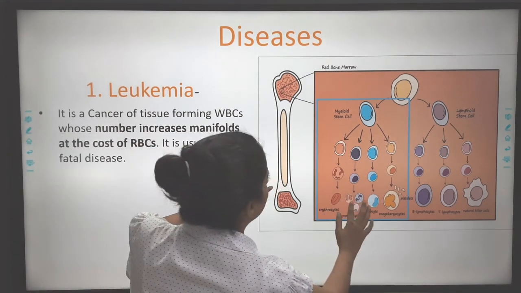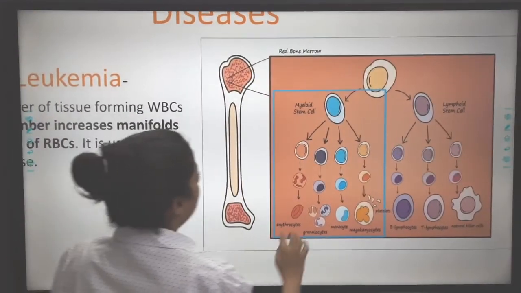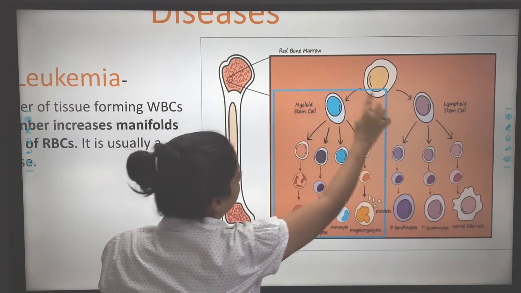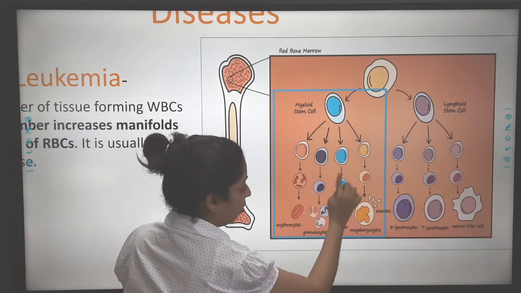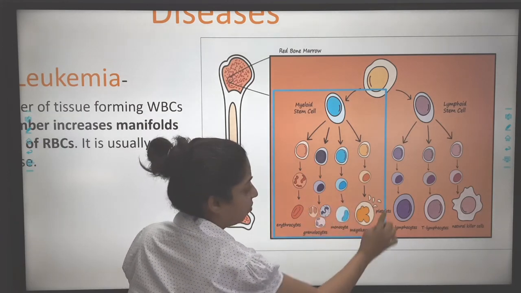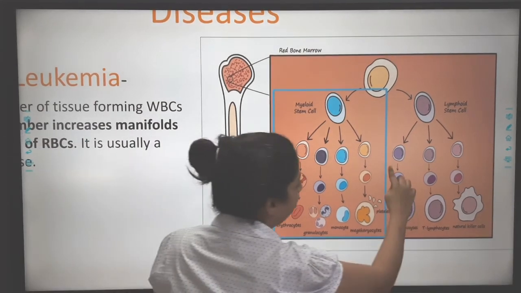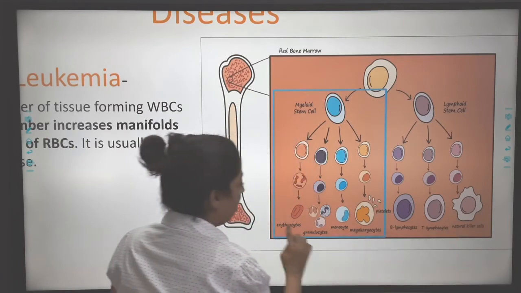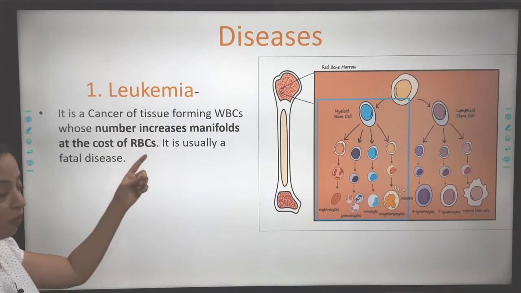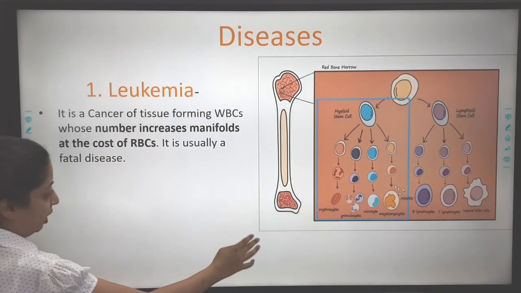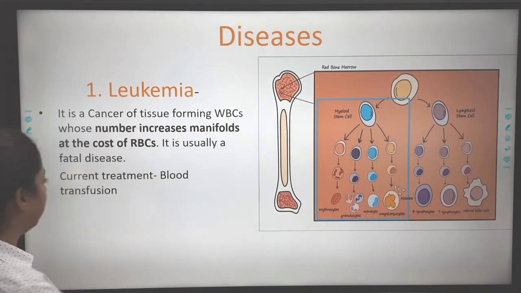Now here you can see in the diagram that in the bone marrow, okay, normally the stem cells form red blood cells, they form granulocytes, WBC, they form platelets and all those things. But in case of this disease, what happens? Only WBCs are produced and red blood cells are not produced. So they are formed at the cost of red blood cells, and this is usually a fatal disease. The current treatment of leukemia is only blood transfusion, nothing else can be done.